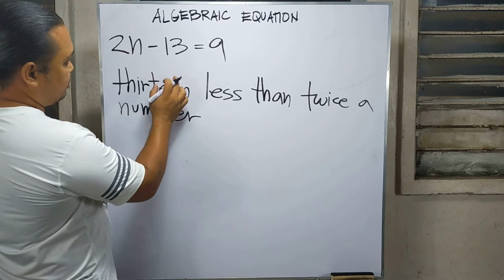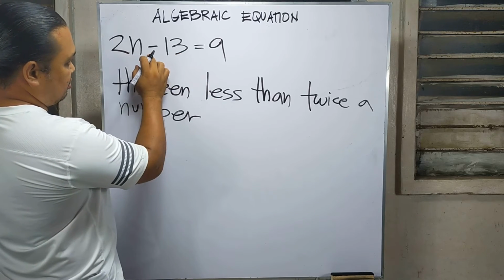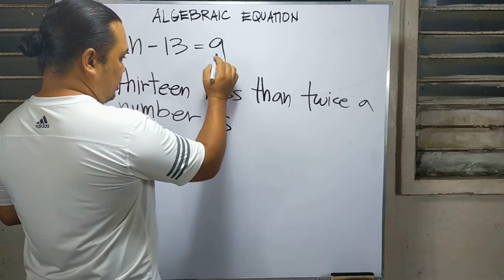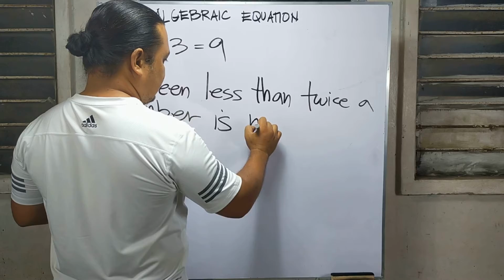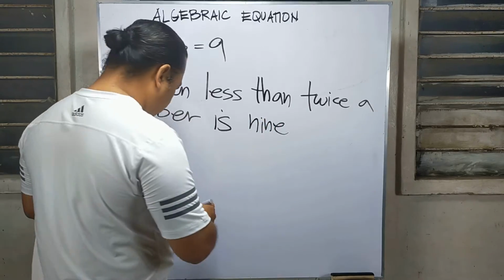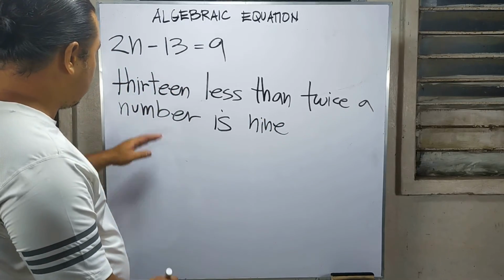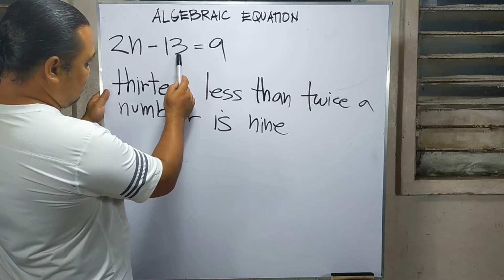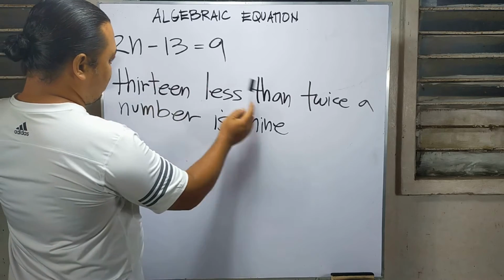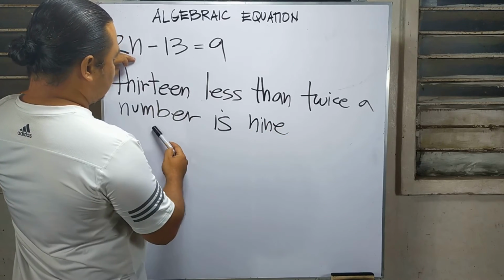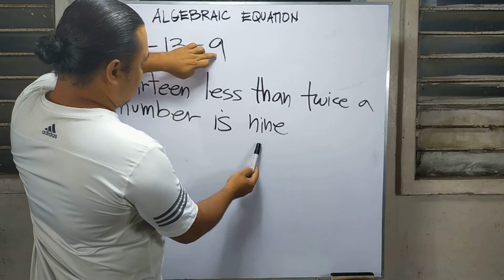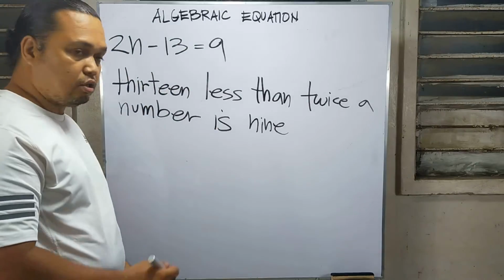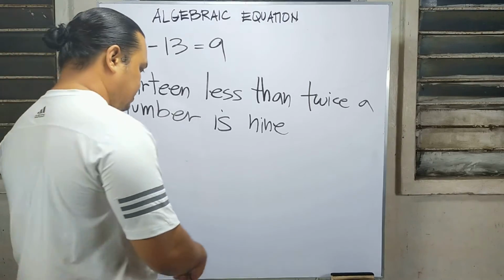Now twice a number here is this 2n. Now 13 is here, less is subtraction. Now equals here is, and for our answer, that is 9. Therefore, if we're going to read this algebraic equation, that is 13 less than twice a number, this n, is 9. Okay, this will be our word phrase. So let's have one last example for you.